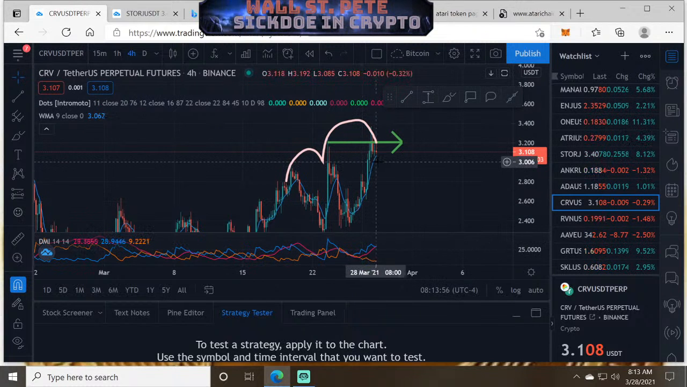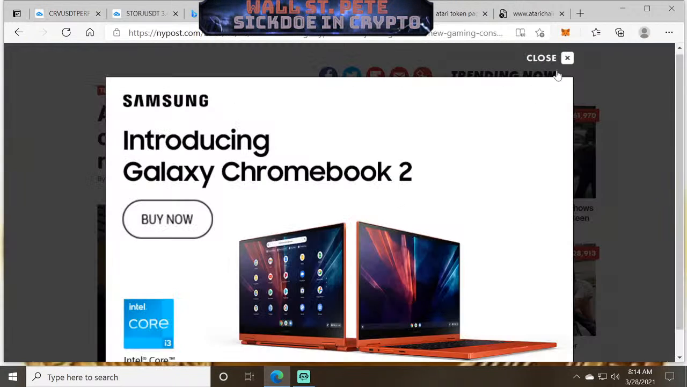People don't teach this. Wall Street Pete does. It doesn't always work this way. You have to watch your indicators. There's a lot of things in detail. Technical analysis is not just one thing.